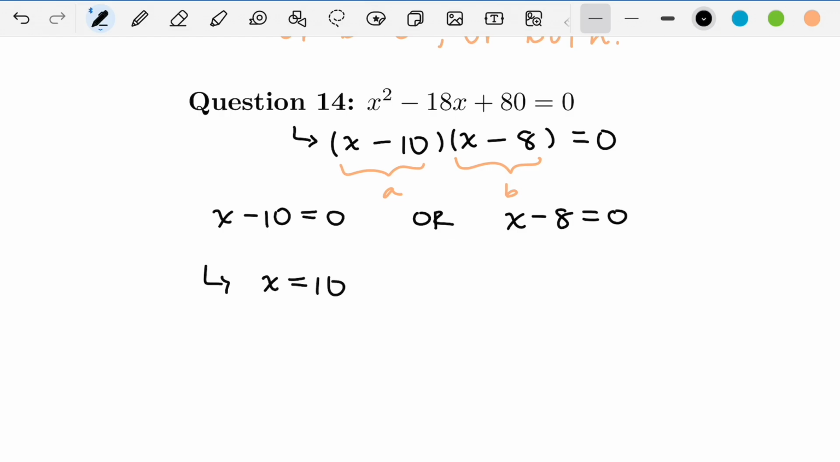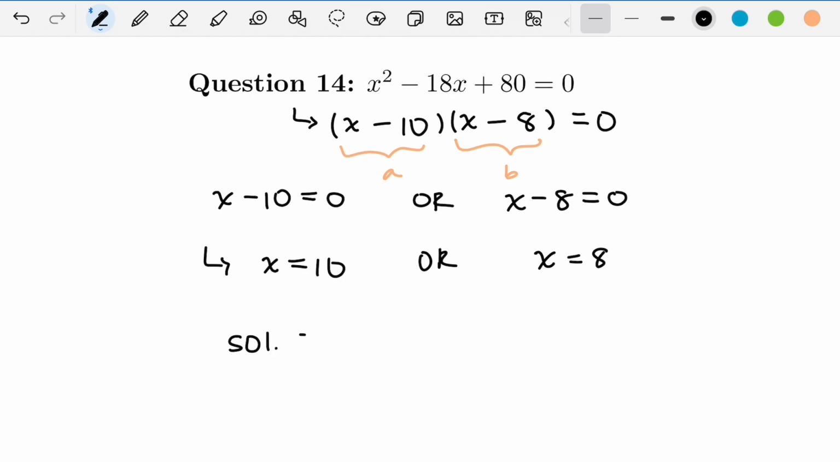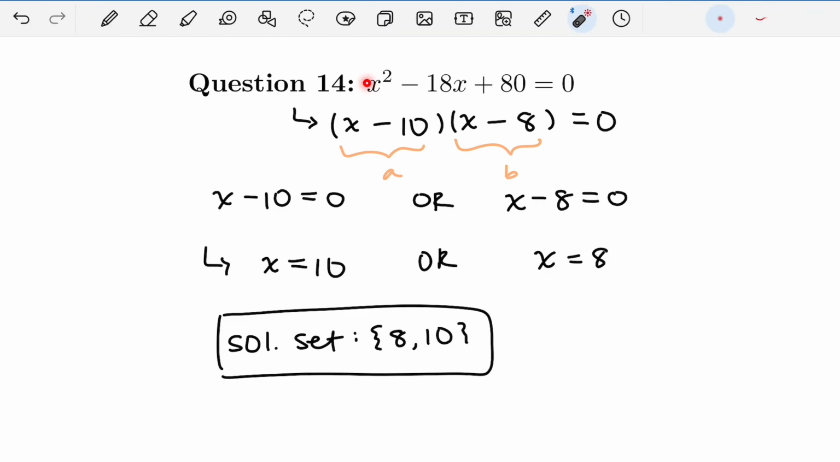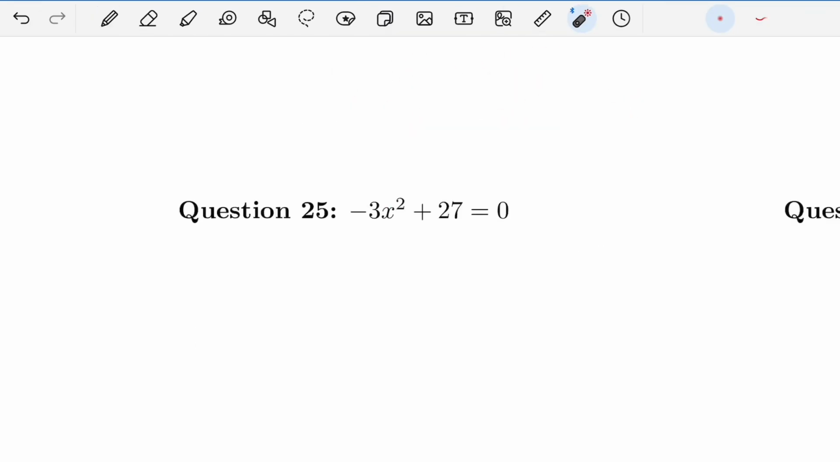We're going to get that x is equal to 10, or x is going to be equal to 8. So that would be our solution set here. It's going to consist of 8 and 10, and so that's going to be our final answer when we solve this equation. All right, so let's look at this next example here.